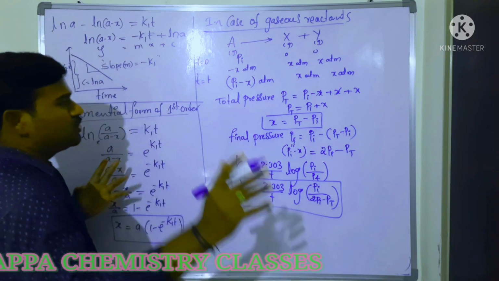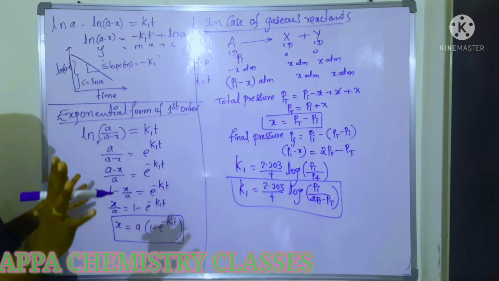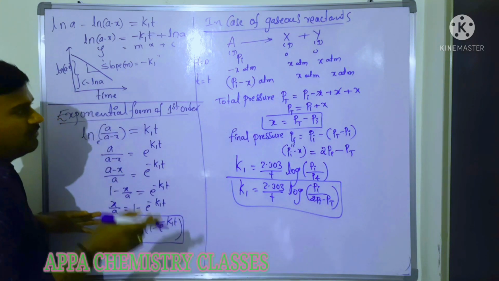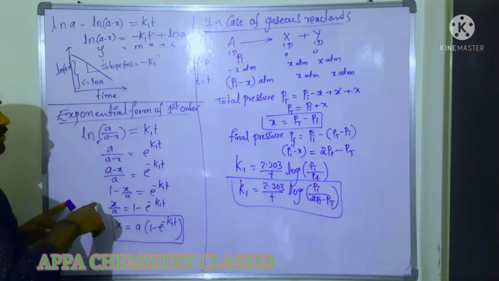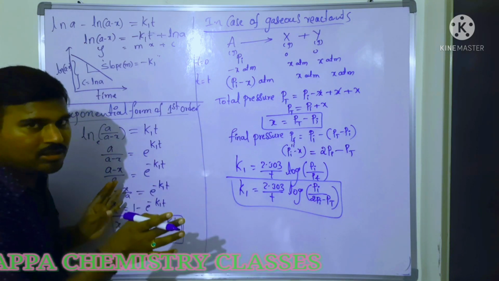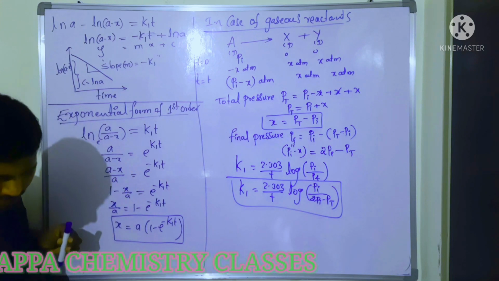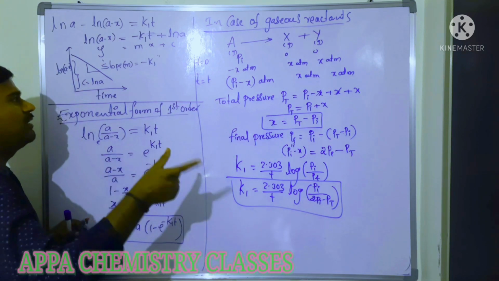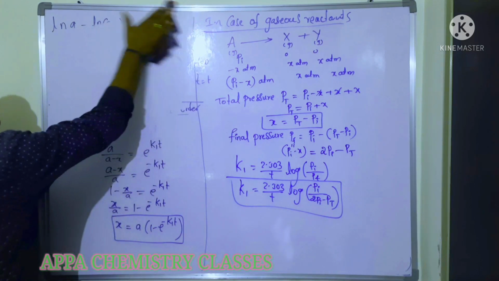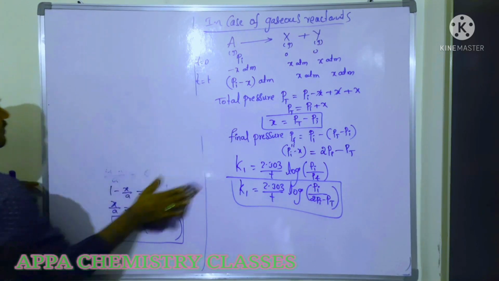Is that clear? So total three forms of rate constant we have seen. One is the integrated form, the exponential form, and in case of gaseous reactant, the integrated form. Is that clear? Very important. Next we are going to see the half-life. Very, very important. Simply you will understand this half-life method.